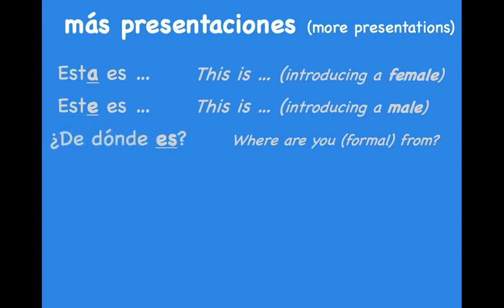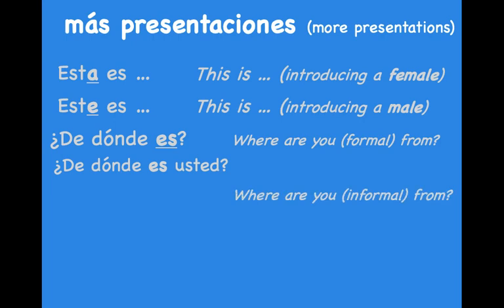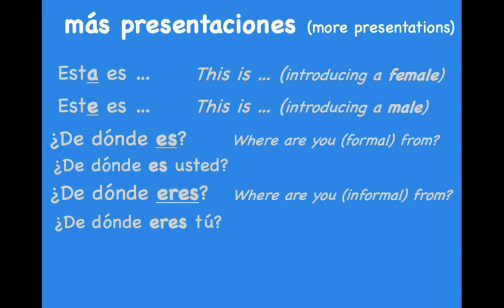Repita, ¿de dónde es? Or ¿de dónde es usted? If you want to add the subject pronoun you, formal, usted. ¿Cómo se dice, where are you from informally? Repita, ¿de dónde eres? Or you could say, ¿de dónde eres tú? And ¿cómo se dice I am from? Repita, soy de, or yo soy de.